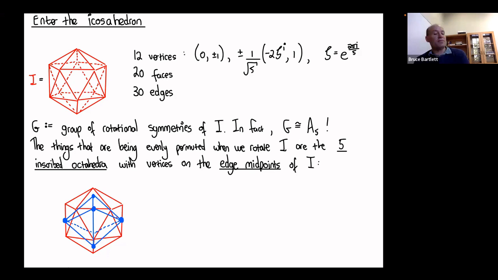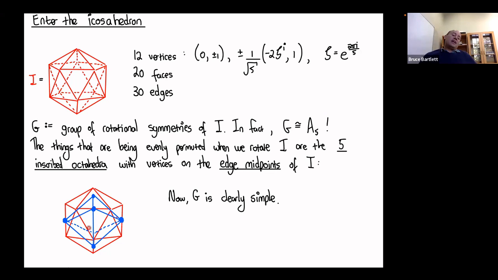Let me remove the hidden lines. Maybe you can see the octahedron a bit clearer. When you rotate the icosahedron, these octahedra are going to be permuted amongst themselves. That's how this isomorphism works.